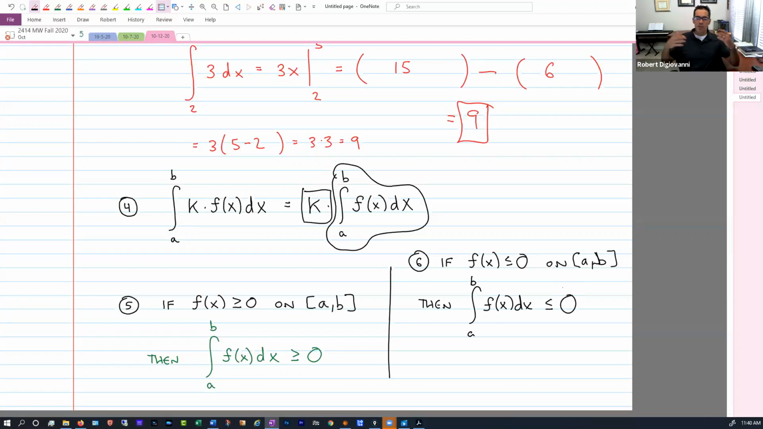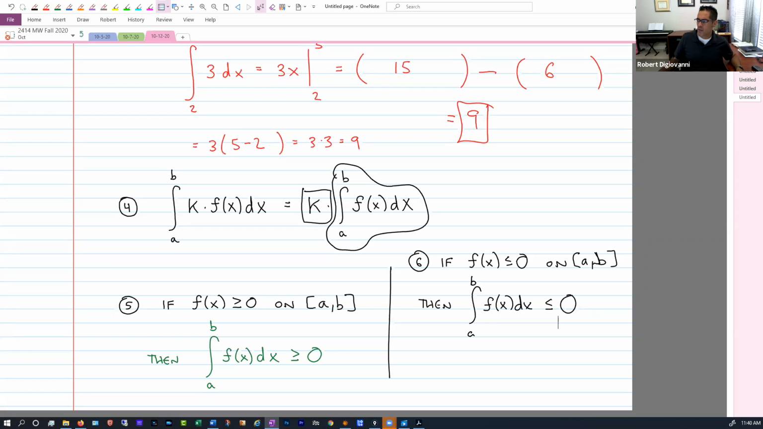And that just comes from the geometry, right? Function is above, that's counted as positive. Function is below, it's counted as negative. Any questions on those? These are all in your notes, by the way. I believe this should be in Canvas under notes, these properties.